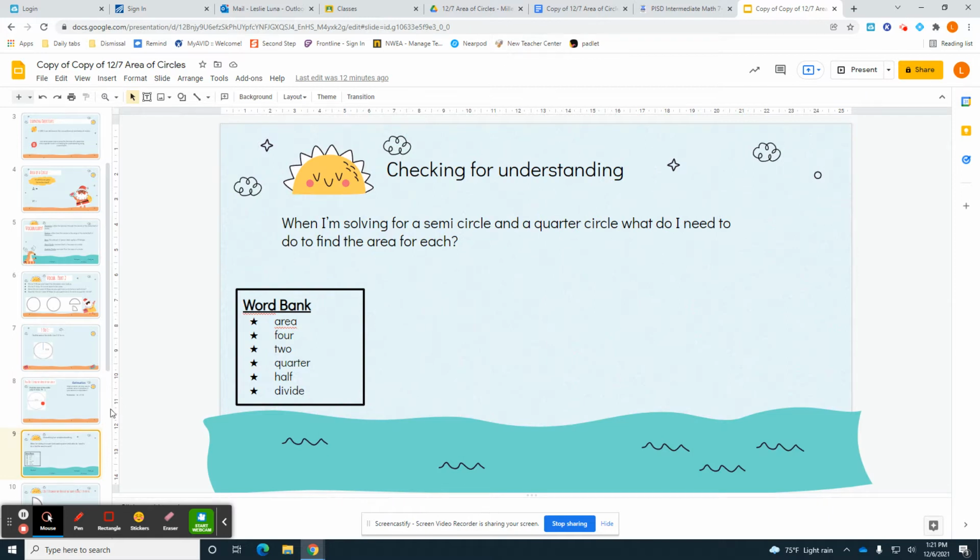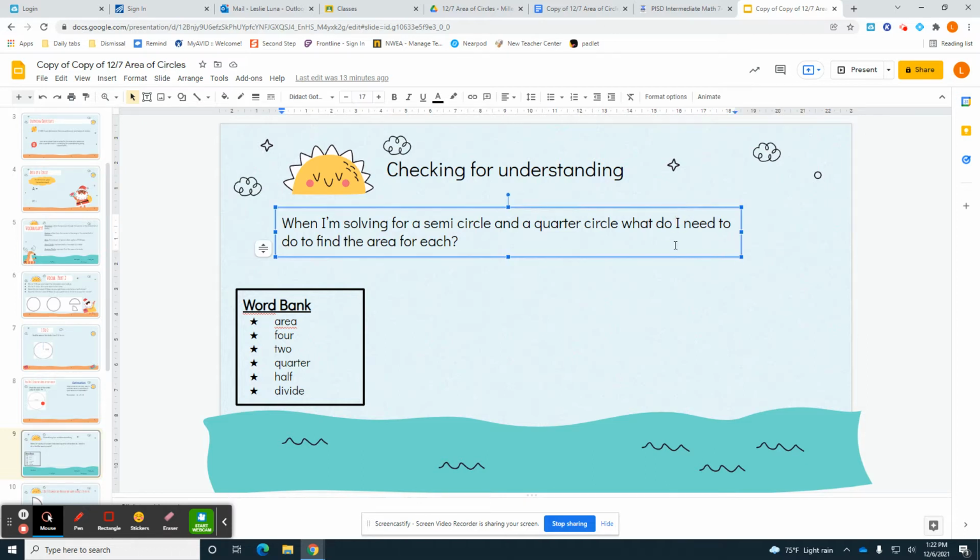So, quick check for understanding. When I am solving for a semicircle and a quarter circle, what do I need to do to find the area for each? It's a bit of a typo, so we're going to say, when I'm solving for a semicircle and a quarter circle, what do I need to do to find the area for each? Okay, so that's correct. I guess I read it wrong.